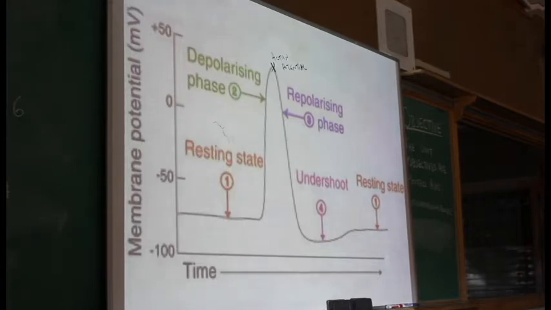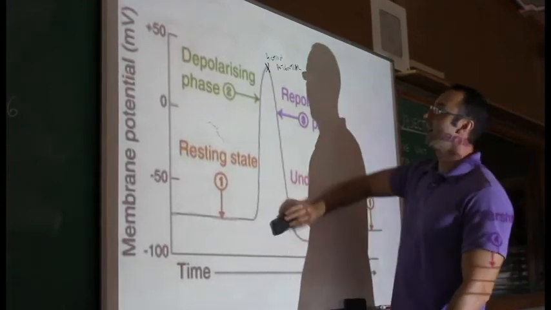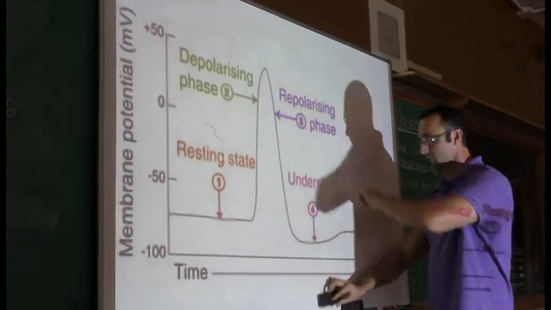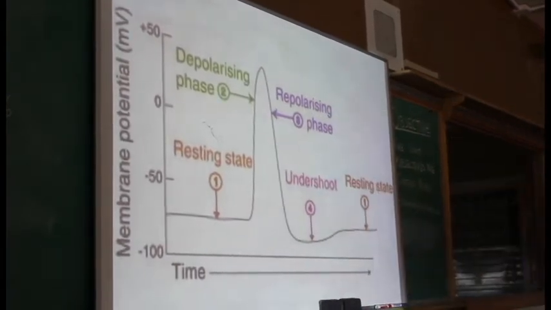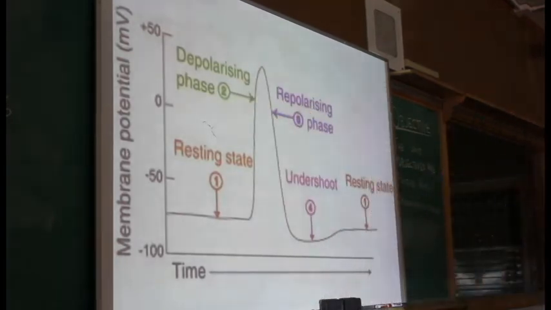Clobro, you had a question for me? No? Okay. So this entire cycle is referred to as an action potential. It also refers to the peak value there.